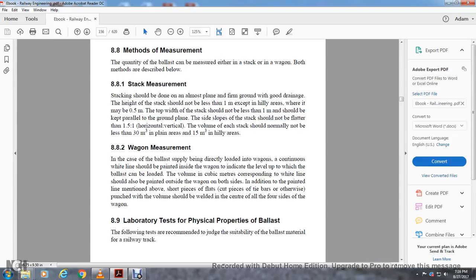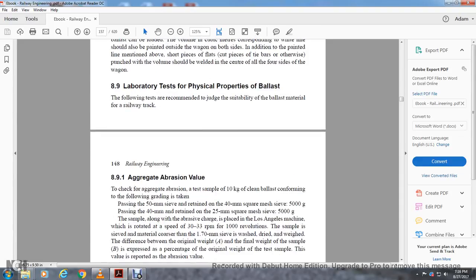8.9 Laboratory tests for the physical properties of the ballast. The following tests are recommended to judge the suitability of the ballast material for the railway track.